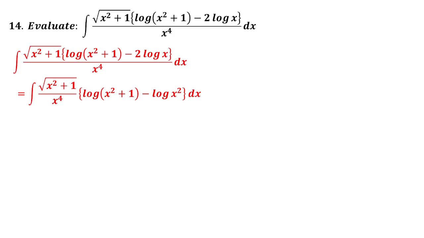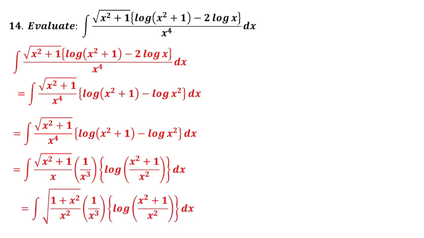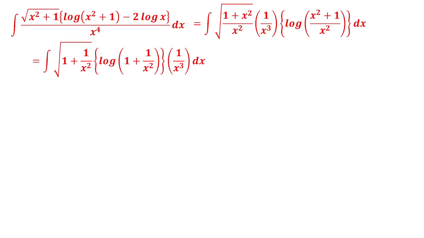Log function separately and then this algebraic separately: square root of x square plus 1 by x power 4. Now, how can you write it? You can write it as square root of x square plus 1 by x into 1 by x cube into log of x square plus 1 by 1 plus x square. Now, when you simplify, it becomes root of 1 by x square into (1 plus 1 by x square) into log of 1 plus 1 by x square into 1 by x cube into dx.